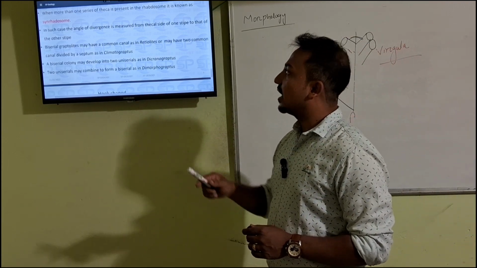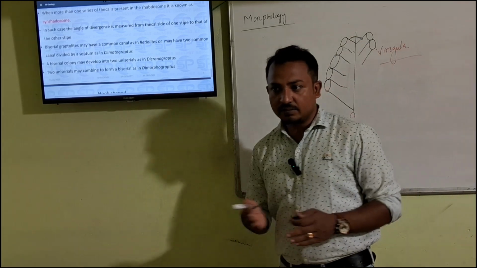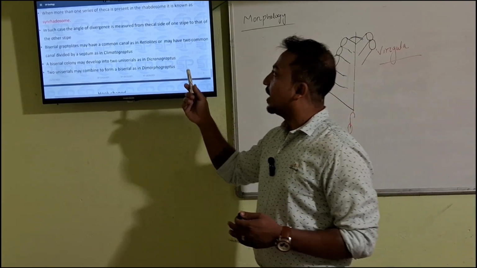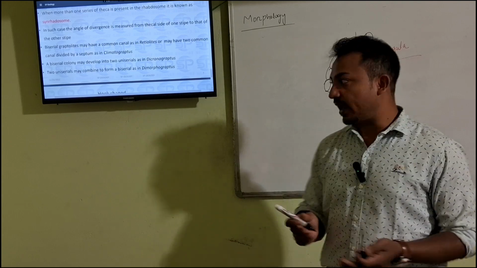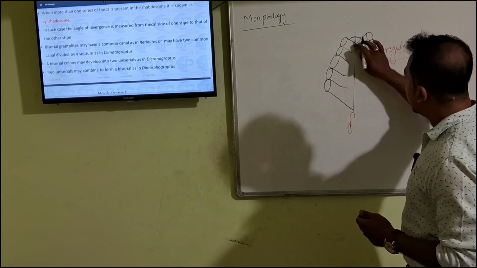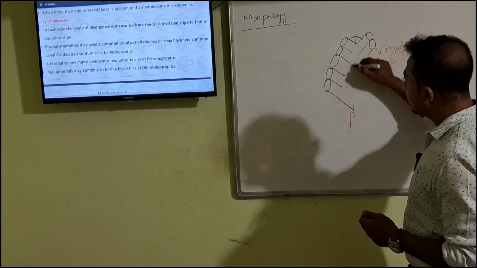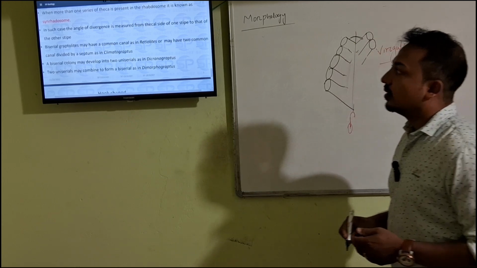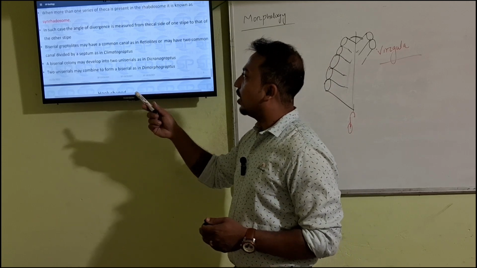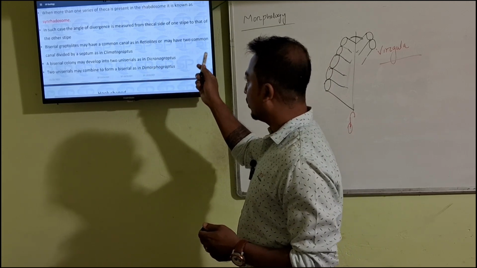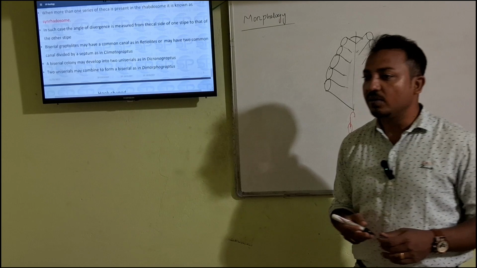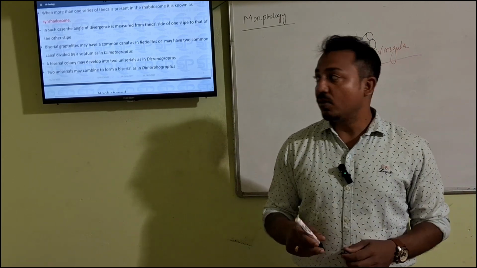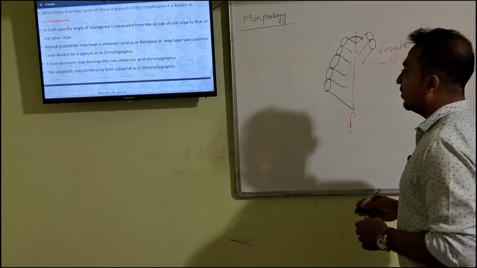Then biserial graptolites may have a common canal, that is called reticulites, or they may have two canals like this. Suppose they may have a common canal like this, or the canal is divided into two parts. If the common canal is divided by a septum, it is called Climacograptus.